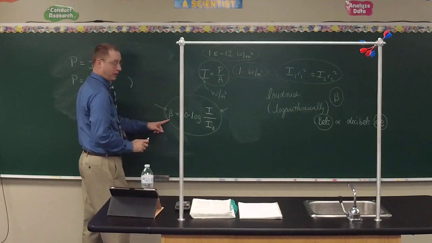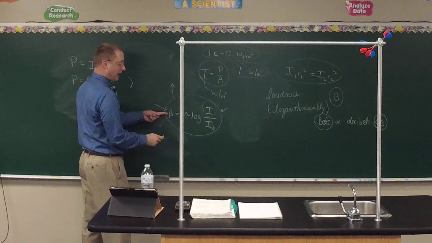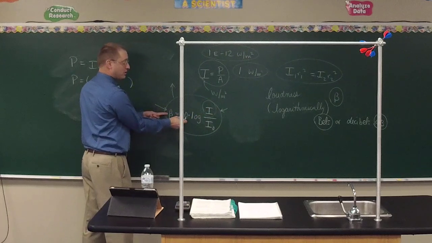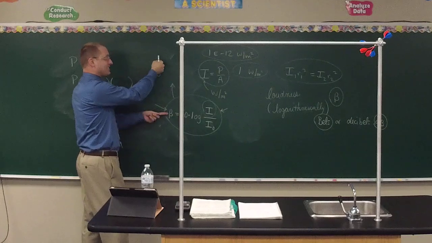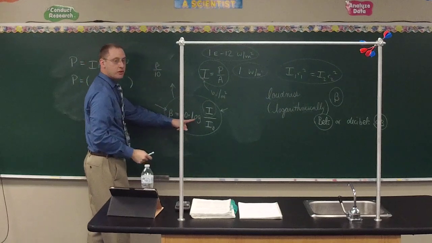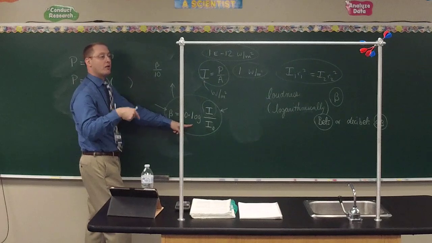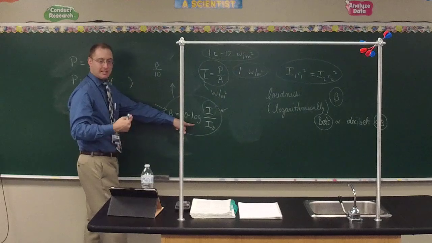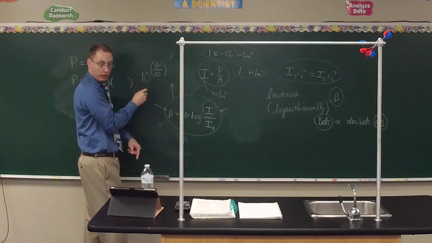I want you to watch the rearranging here. If I want to know intensity and I know the loudness, I have to get the I by itself. First thing we have to do is divide away the 10. So we're going to take beta divided by 10. That goes from decibels back to bells. Then we have to get rid of the log. Remember what the log is? It says, what power of 10 is this? The opposite of the log is called the anti-log, and it basically says raise 10 to that power.